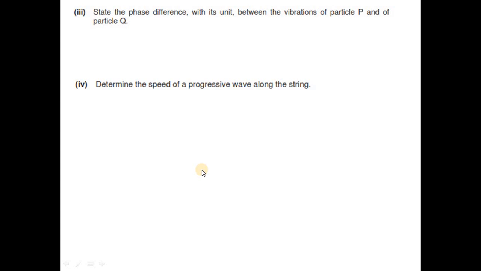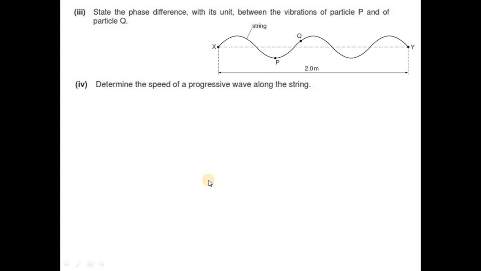State the phase difference, with its unit, between the vibration of particle P and of particle Q. So we need to see the diagram. Clearly you need to find the phase difference between the particles P and Q. This is not a traveling wave, this is a stationary wave, and in stationary waves we have oscillation up and down. So particle Q will be coming down and particle P will be moving up. So exactly opposite in motion. So we have a 180 degree phase difference, or you can say pi radian.